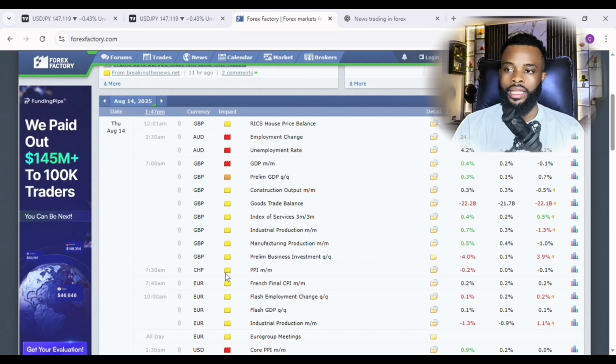Now, if you look at the one that's showing yellow, these are called low impact news. These literally don't move the market just like that. The one that's showing darker yellow are called medium impact news. These move the market on average, not that huge. It doesn't cause that huge spike in the market. Now, the one that shows red, this is the major focus for traders.